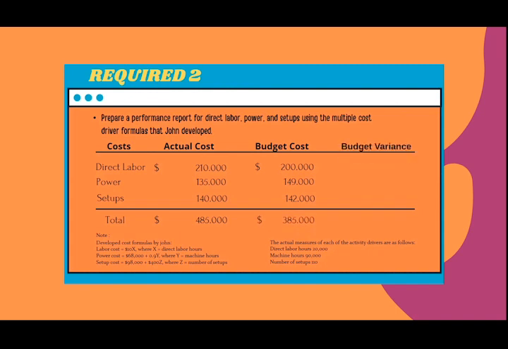Finally, we can see the budget variance of direct labor is $10,000 unfavorable. Then the budget variance of power is $14,000 favorable. Then the budget variance of setups is $2,000 favorable. So the total budget variance is $26,000 favorable.